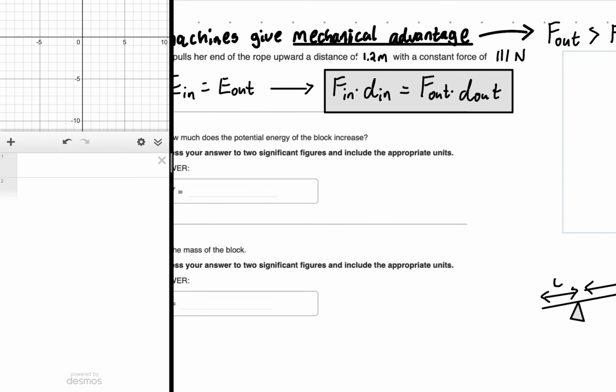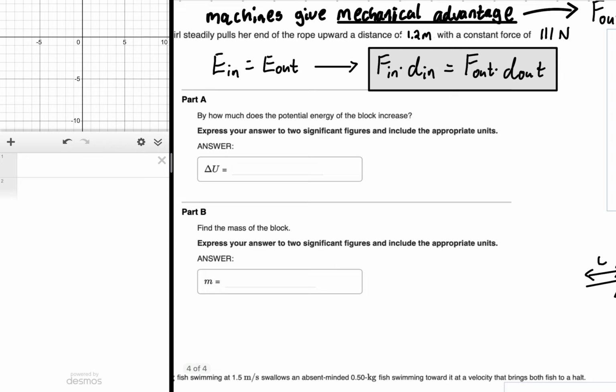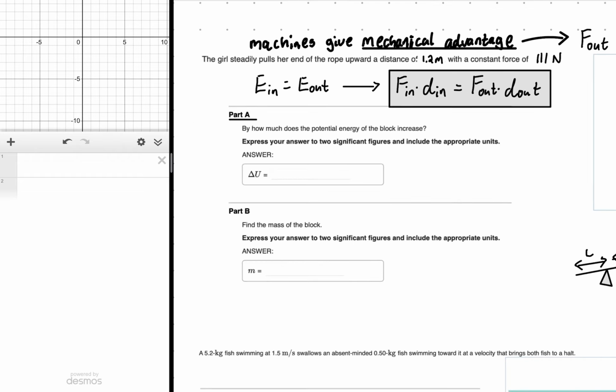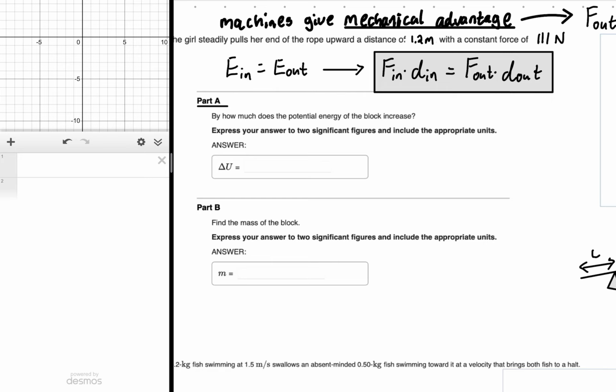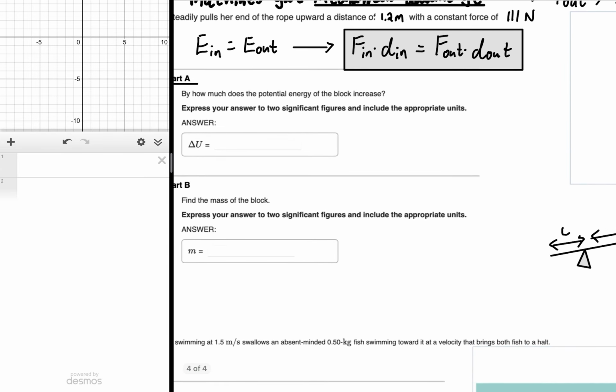Okay. So with all that in mind, let's take a look at how we're going to answer part A. So we are asked by how much does the potential energy of the block increase with the values that I've chosen of the girl lifting 1.2 meters with a constant steady force of 111 newtons. Okay? Well, what we have here is that the work that she does has to be force times distance. So we know by definition that work, always represented by a W, is force times distance. Notice I'm not putting a subscript of in or out because this is a general idea.